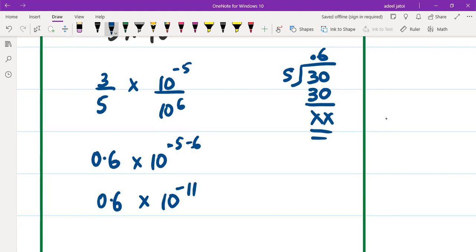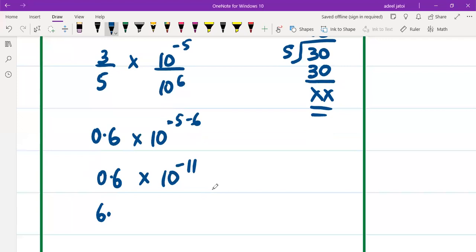But since you need to give your answer in standard form, you need to give it always in one decimal place. Always in what? One decimal place. That means your decimal place will start after the first number. So can we shift your decimal to the right hand side? Whenever we are shifting from left to right, we subtract the power. So how many decimal places are we moving? 1. So we'll subtract 1. So minus 11 minus 1 will be what? Minus 12. So that means 6.0 into 10 to the power minus 12 will be the answer for the question.